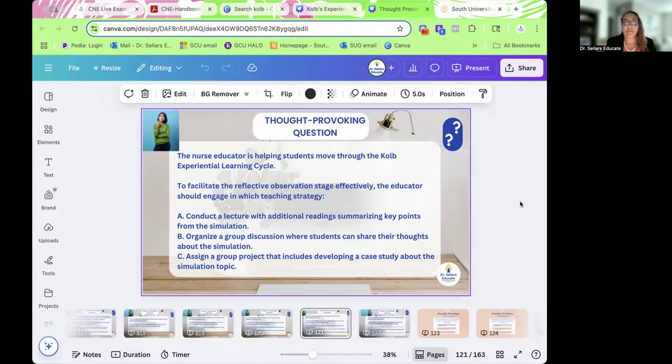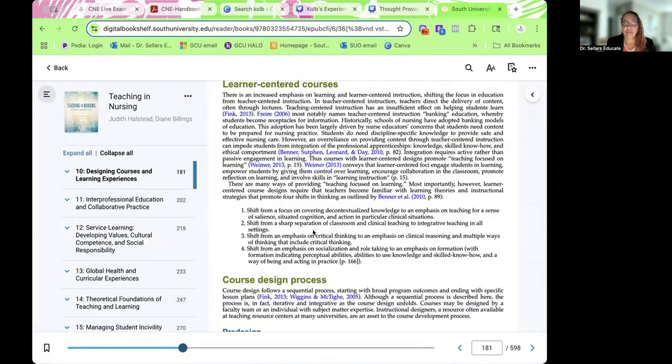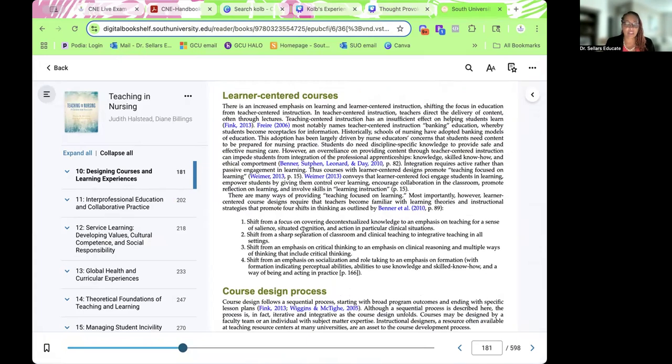All right, so you're going to put a hold on your thoughts related to this thought-provoking question. And now you're going to take a look at Billings and Halstead on page 181. All right, so we're talking about learner-centered courses. What does that mean to you when we say learner-centered? All right, so go ahead and write that down.